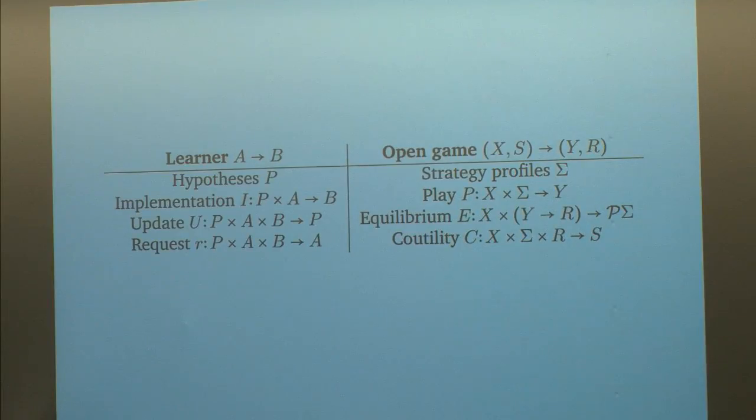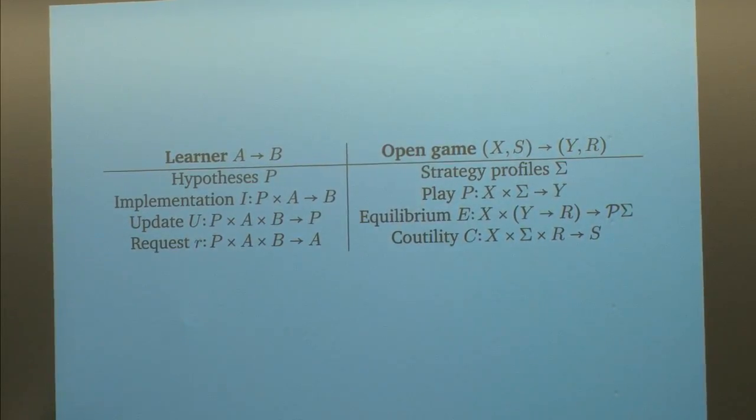So can everyone see how this relates? There is a functor from the category of learners to the category of open games, which on objects takes the set A to the pair (A, A). Right. So that makes the request and coutility match up exactly. The tricky one is updates and equilibrium.